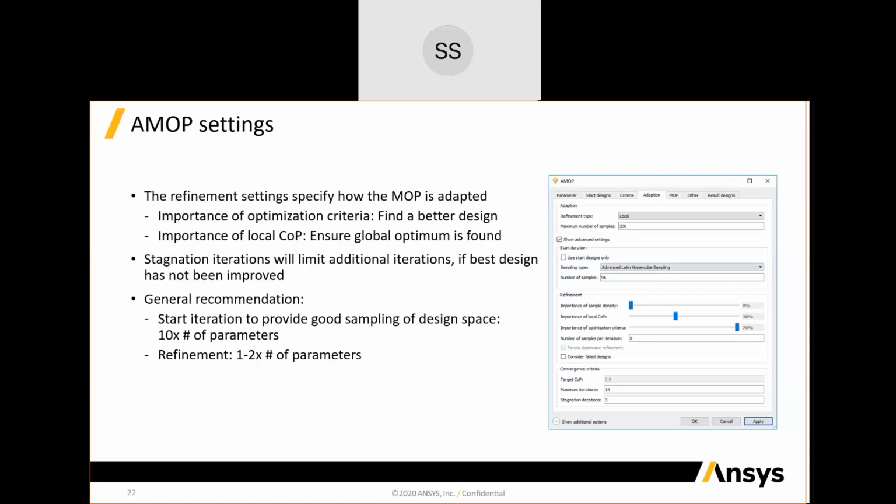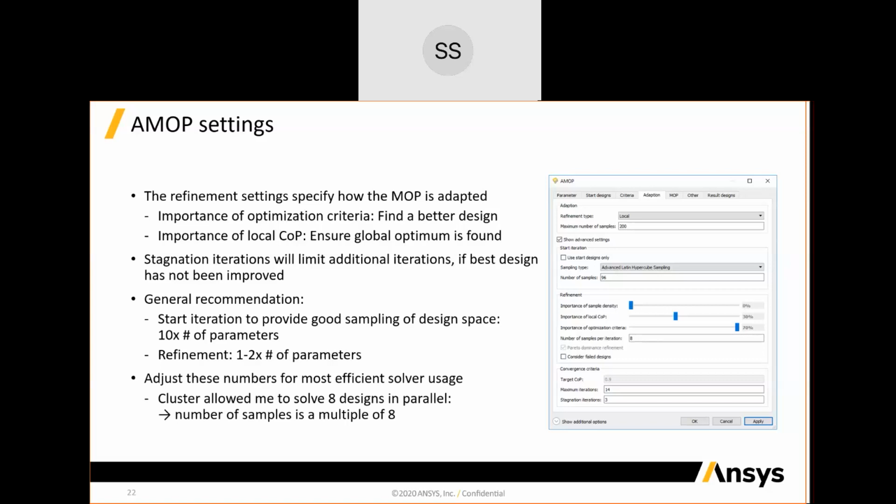And there are some general recommendations that I like to follow, and that is for the start iteration, I like to use 10 times the number of parameters that I'm using. And then for the refinement process, I'm using 1 or 2 times the number of parameters. Of course, that's just a general recommendation. Always adjust those numbers as they make sense to you.